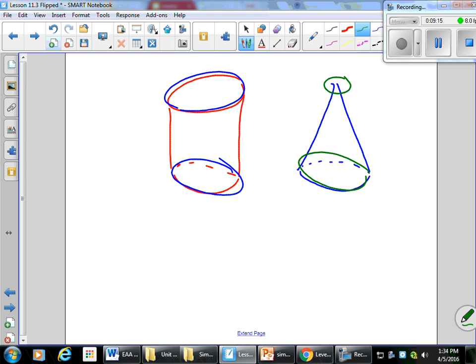Okay, something to think about. Hopefully this helped. Remember, tomorrow when we're finding the volume of a cylinder, we will be using 3.14. Keep that in mind.